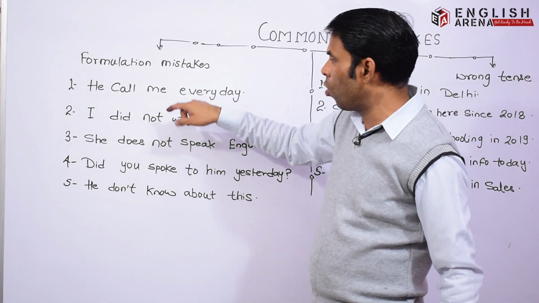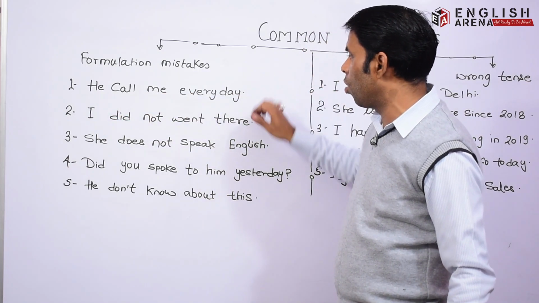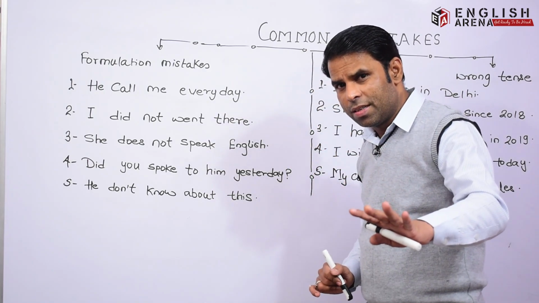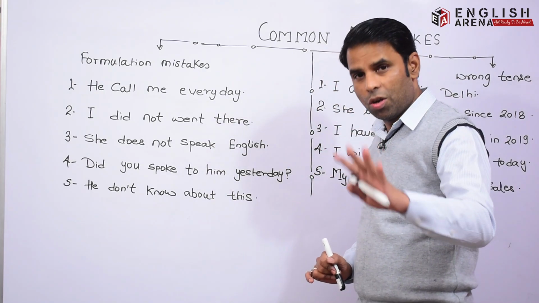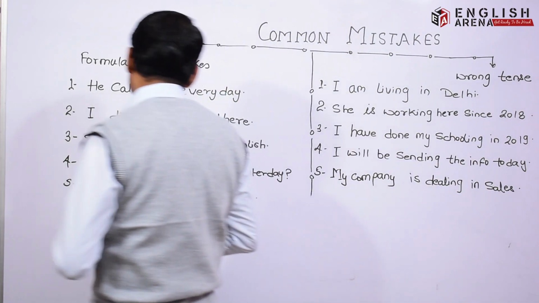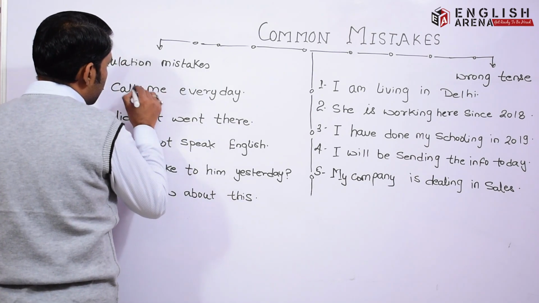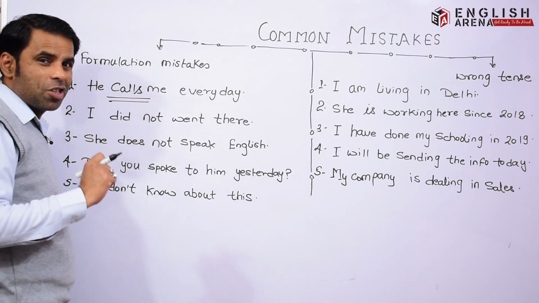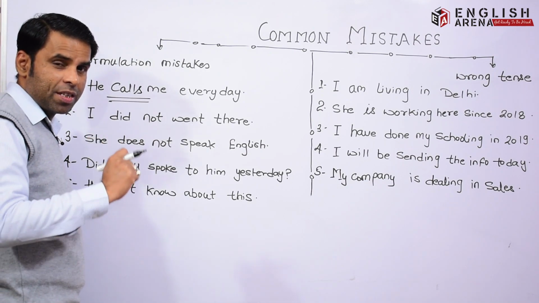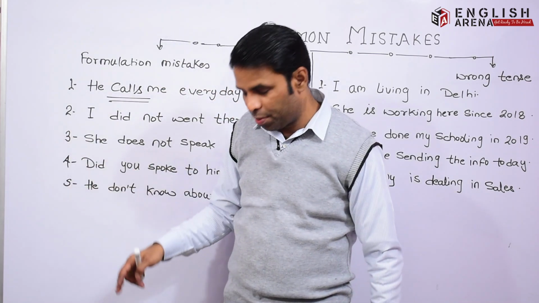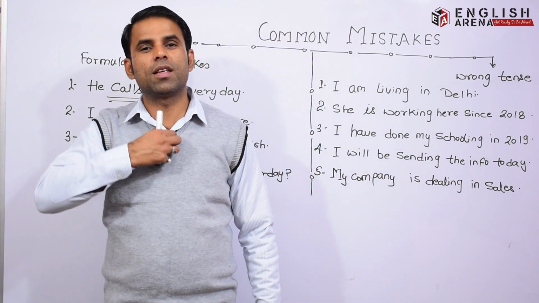First sentence is, he called me every day. Do you think that this sentence is correct? For me, this is not correct. The right sentence would be, he calls me every day. So it should not be he called me every day. It should be he calls me every day. Why? Because this is present simple tense.